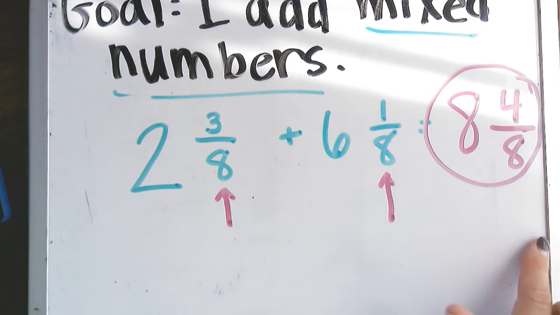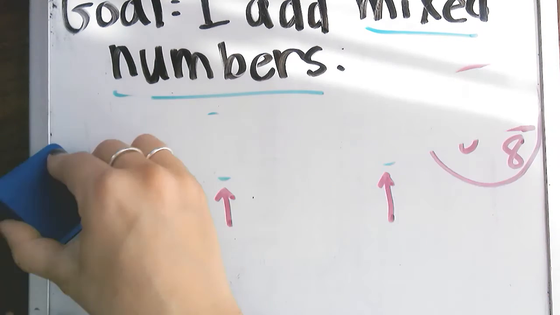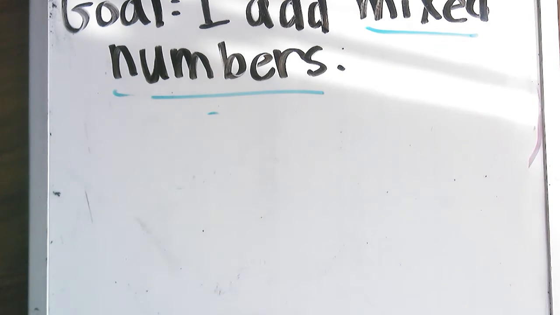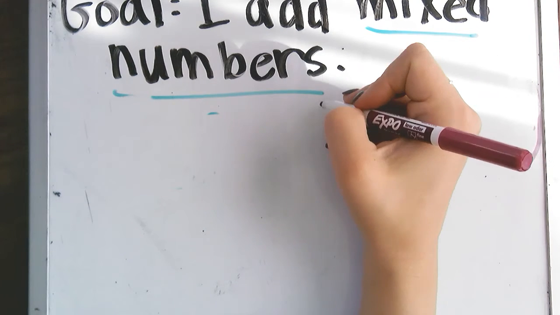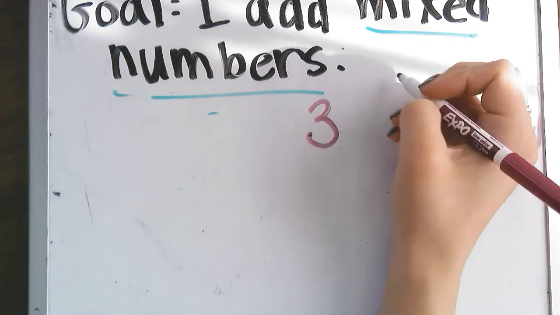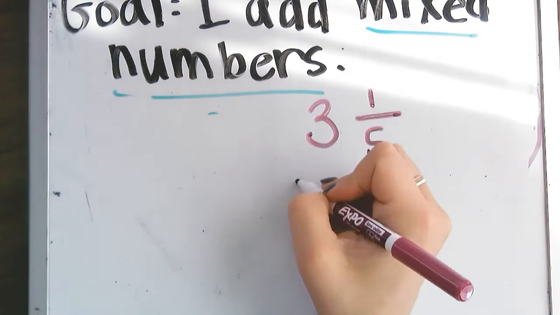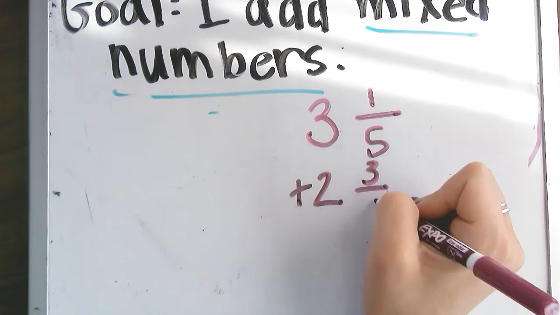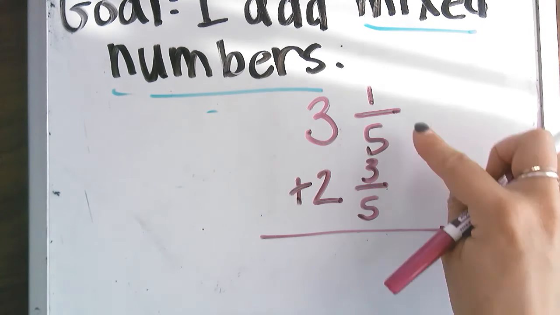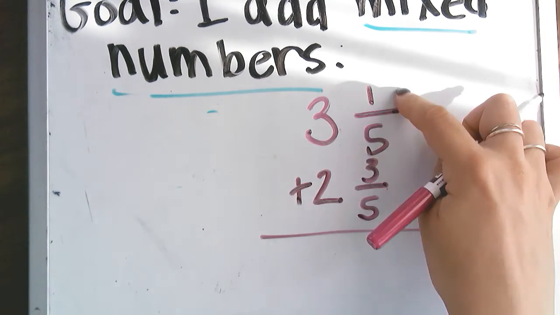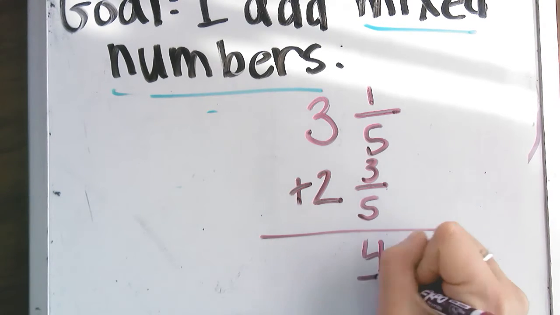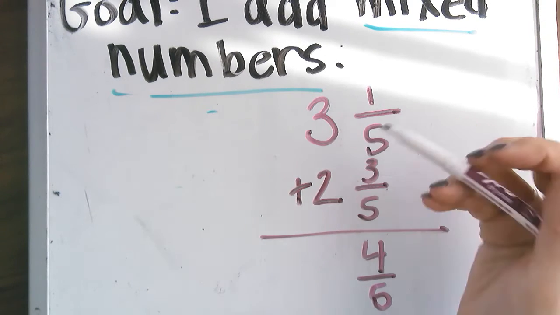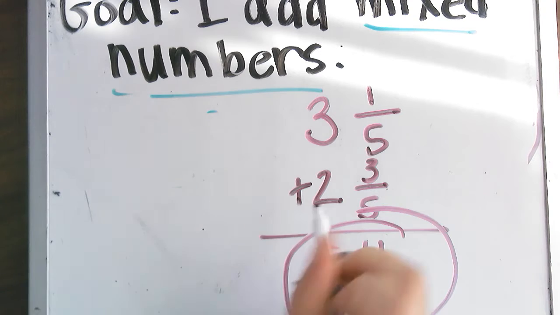So you can see it across like this, or you can see it up and down like before. So another problem you might see would be 3 1/5 plus 2 3/5. So 1/5 plus 3/5, starting with my fractions, would be 4/5. And 3 plus 2 would be 5. So the answer would be 5 4/5.